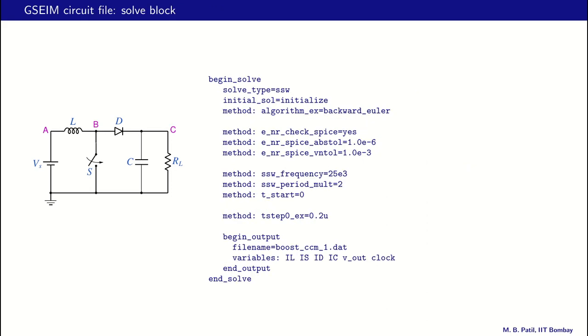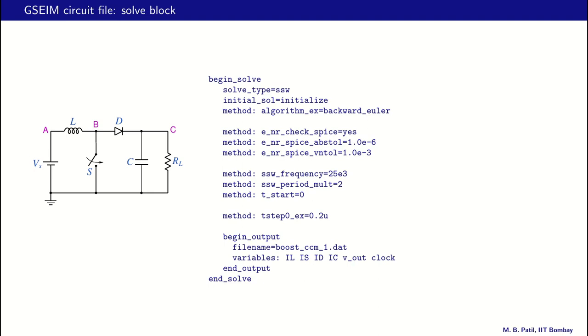Apart from the circuit section or the netlist, the GSEIM circuit file also involves solve blocks. Here is an example. The solve block is always enclosed between the statements begin solve and end solve, and essentially it tells the simulator what it should do with this circuit. Now in this case, we have specified solve type equal to SSW. That means the simulator is going to perform steady state waveform analysis on this circuit.